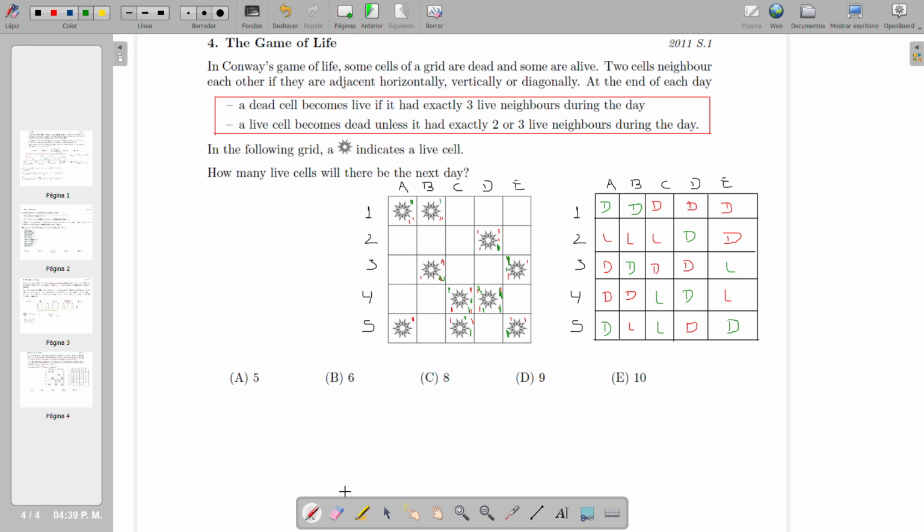We have a total of 3, 4, 5, 6, 7, 8 live cells by next day, so that means that our answer is letter C.